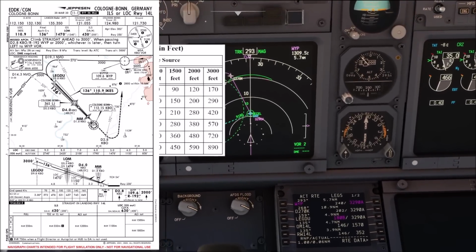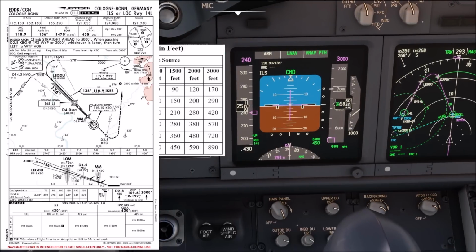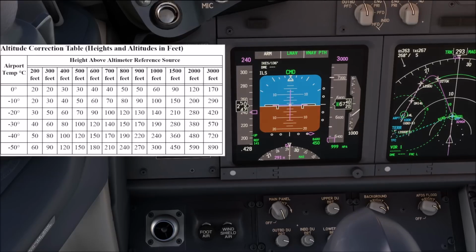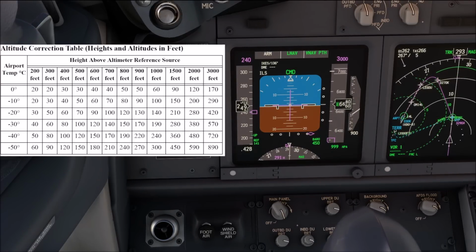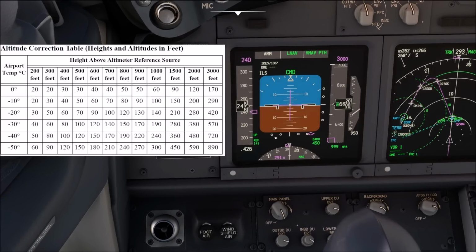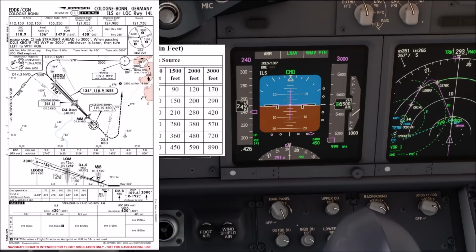Also be aware of the minimums. We can see we have 430 feet by default. And if we do have a look into the cold temperature correction chart, then we will see that the minimum is 200 feet above the ground. So minus 10 degrees, 200 feet gives us 20 feet extra. So we add 20 feet to the minimums that has been published in the approach chart, which, looking at this, it's 430 published and we've made it 450 feet.